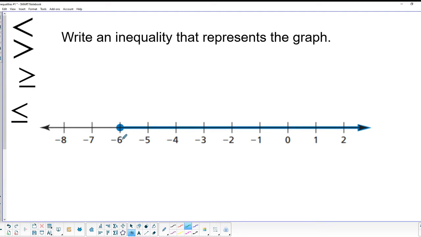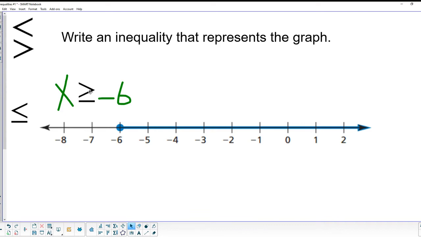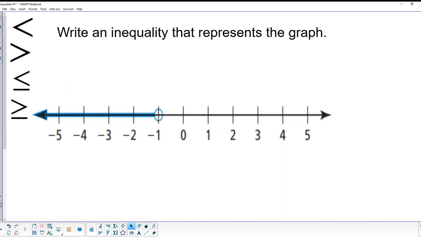So we have -6 colored in and an arrow pointing to the right. So we've got the number -6, and so x is going to be, we'll grab our little symbol here, x is greater than or equal to -6 on this particular one. Let's keep moving along. How about this one?